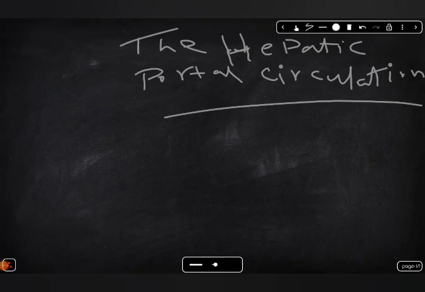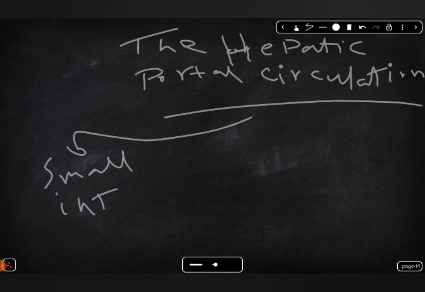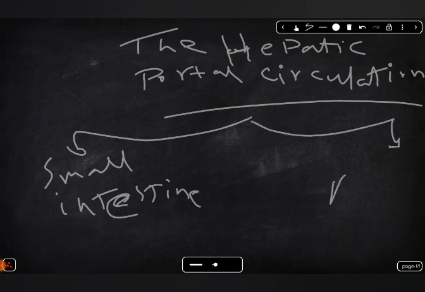Number 3 is the hepatic portal circulation. The hepatic portal circulation will start from the small intestine and will end in the right atrium. Okay, let's see in details.